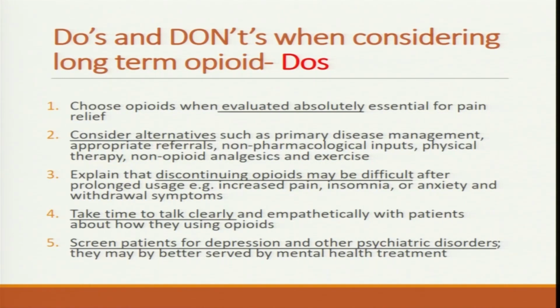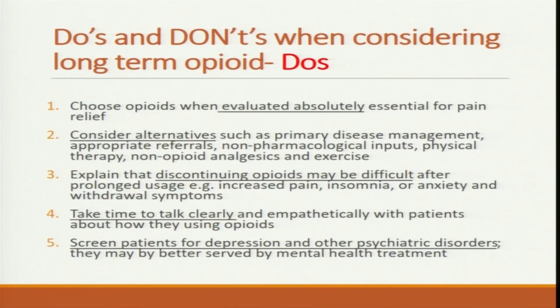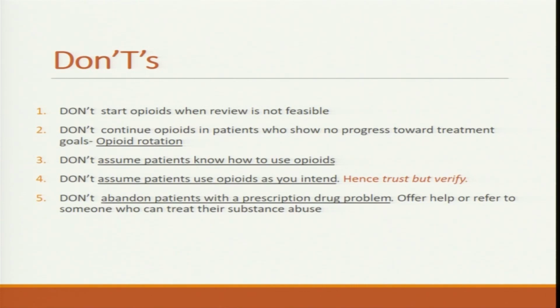Discontinuing opioids may be difficult; explain to the patient, then taper off over a period of 10-15 days, then it can be discontinued. Take time to talk clearly and screen the patient for depression and other psychiatric disorders before starting opioids. Do not give opioids to relatives. The first time at least the patient should be seen by you and evaluated. Do not start opioids without evaluation.